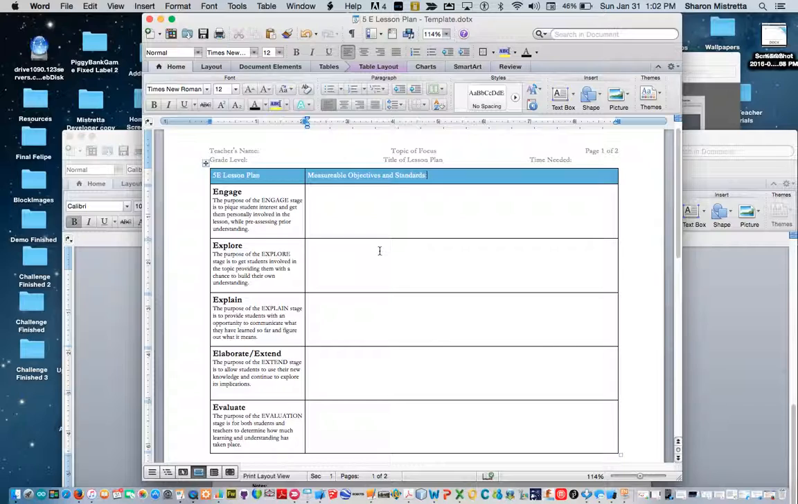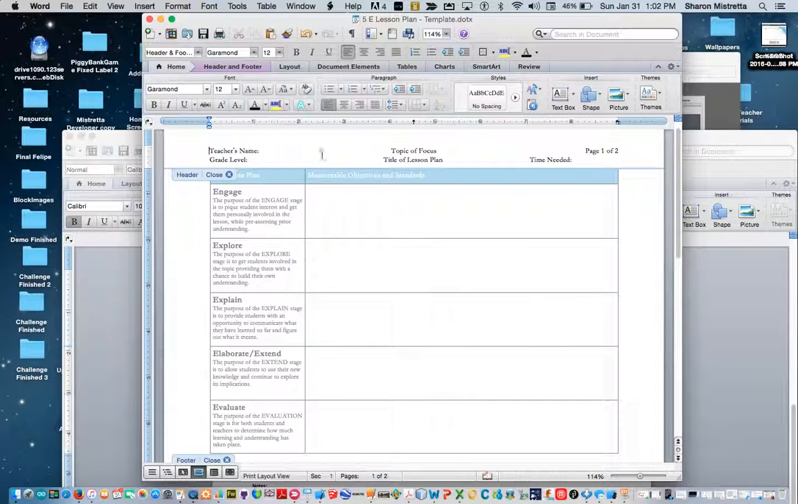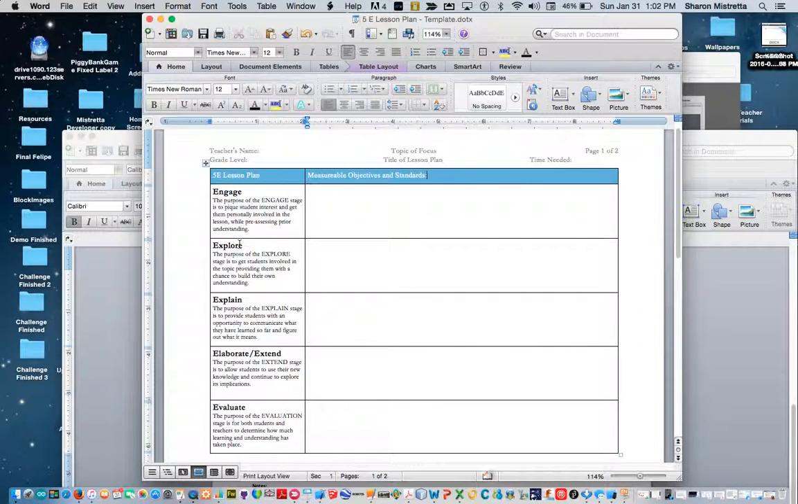Here I tried to incorporate all of the usual requirements that the professors usually have for an actual lesson plan. This is the 5E model. So what I've done is in the header, I've provided information where they can edit this with their name, the grade level that they're teaching, the topic of focus, title of lesson plan, and the time needed. Then this is actually a template that I use for my own lesson planning, because I remind myself with these little paragraphs of what I'm supposed to be doing in each stage.